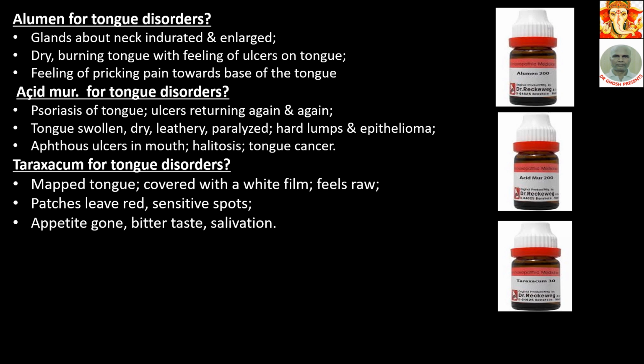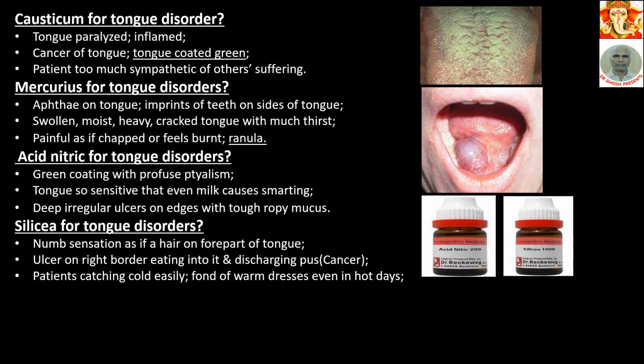Taraxacum for tongue disorders. Mapped tongue covered with a white film. Feels raw. Patches leave red, sensitive spots. Appetite gone. Bitter taste. Salivation. Causticum for tongue disorder. Tongue paralyzed, inflamed, cancer of the tongue. Tongue coated green. Look at the topmost picture image. Patient too sympathetic of others' suffering.